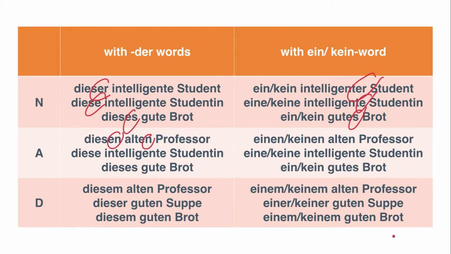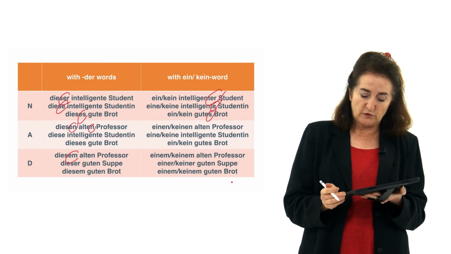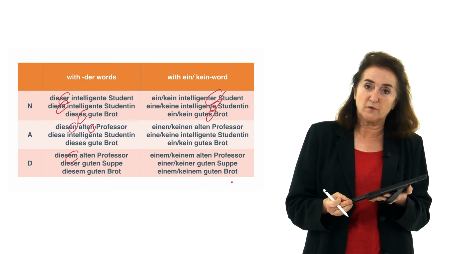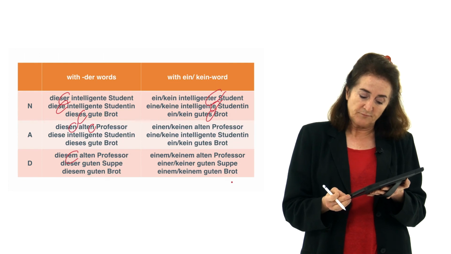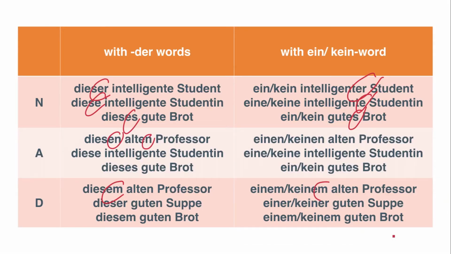Then we have the dative endings, which you just were made familiar with. And diesem alten Professor is dative, dieser guten, super, feminine, diesem guten Brot. Then again on the other side, the indefinite article examples and the negation. You see the M again for the masculine, but in the dative, there's an ER for feminine, and the same ending in the neuter as in the masculine.